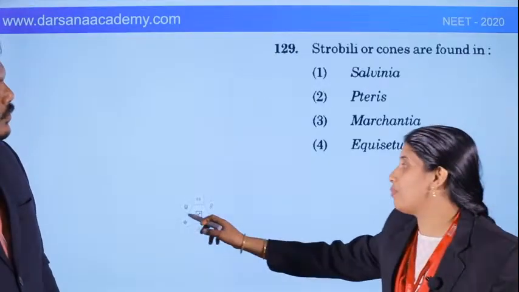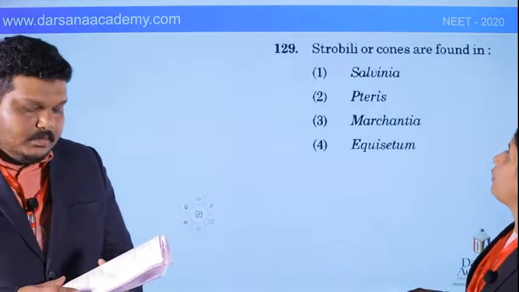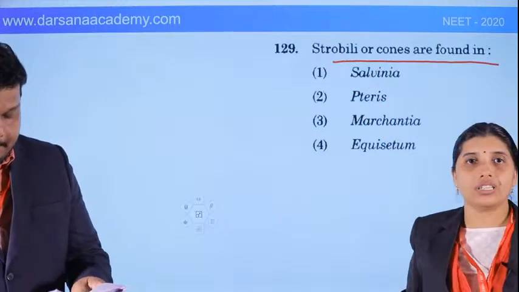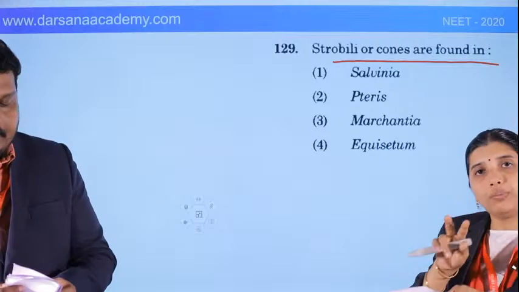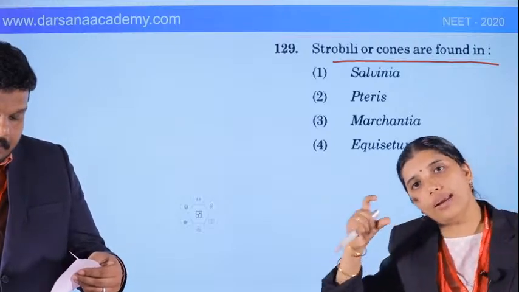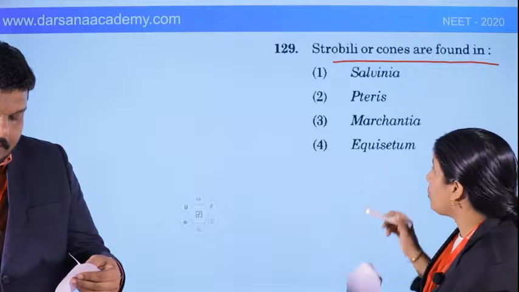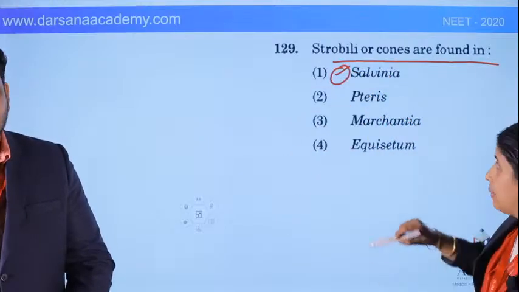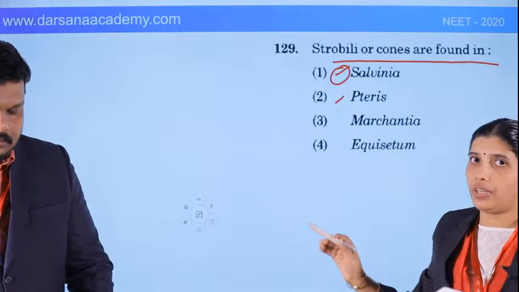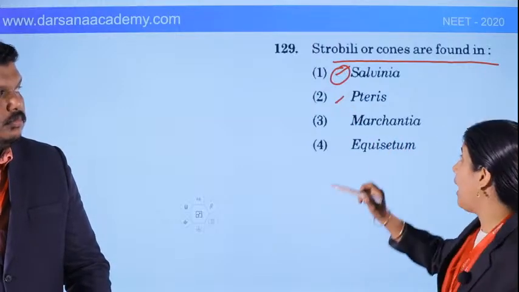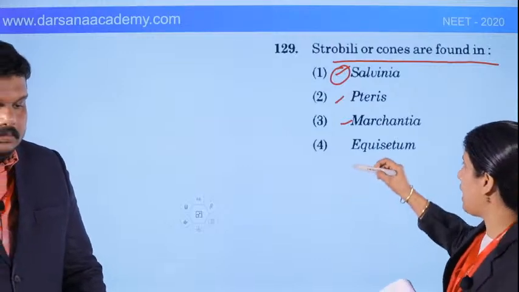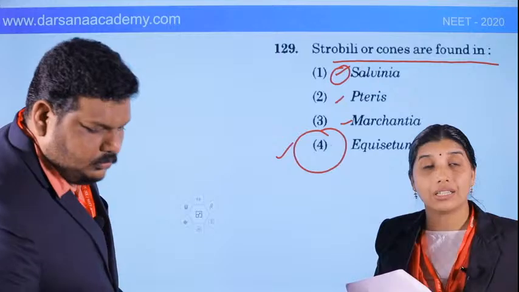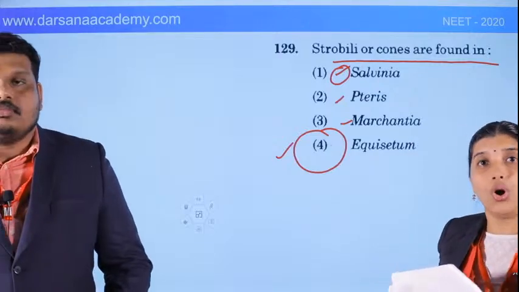That's related to botany. Next, question 129. Strobili or cones are found in which of the following? Strobili can be seen in pteridophytes, and cones can be seen in gymnosperms. But here, what are the options? Salvinia and Selaginella, what about this? They are heterosporous, not that. Pteris and Dryopteris are not like that, they are pteridophytes. And Marchantia is a bryophyte, no. Which is the answer? Equisetum and Selaginella, we know that they bear cones or strobili.